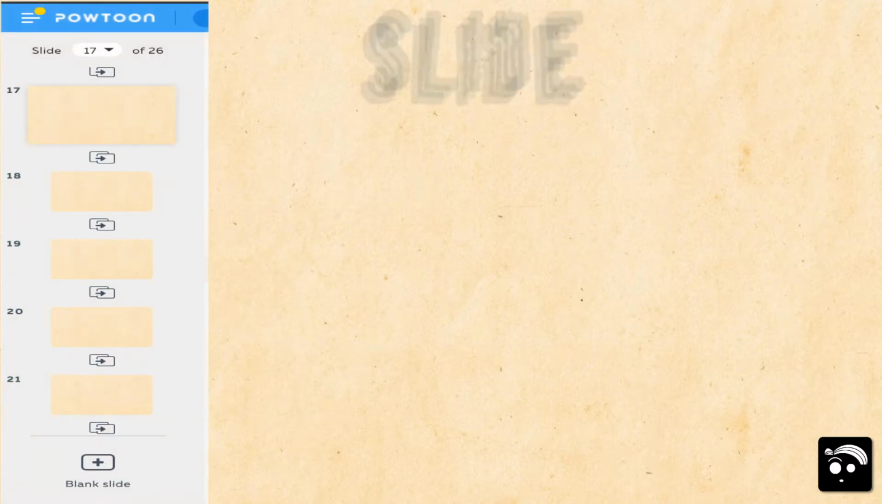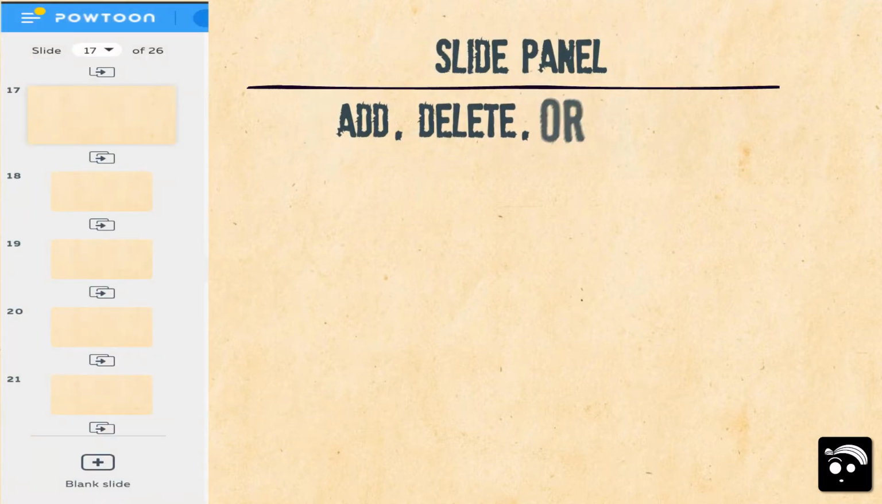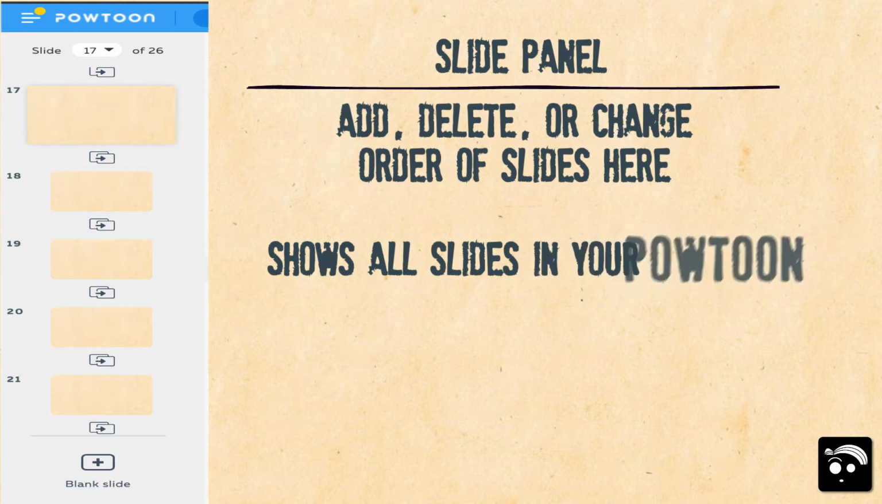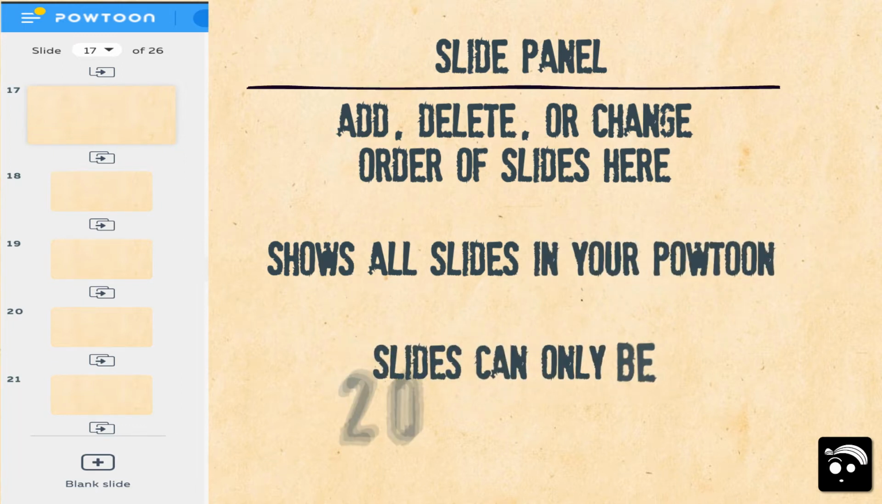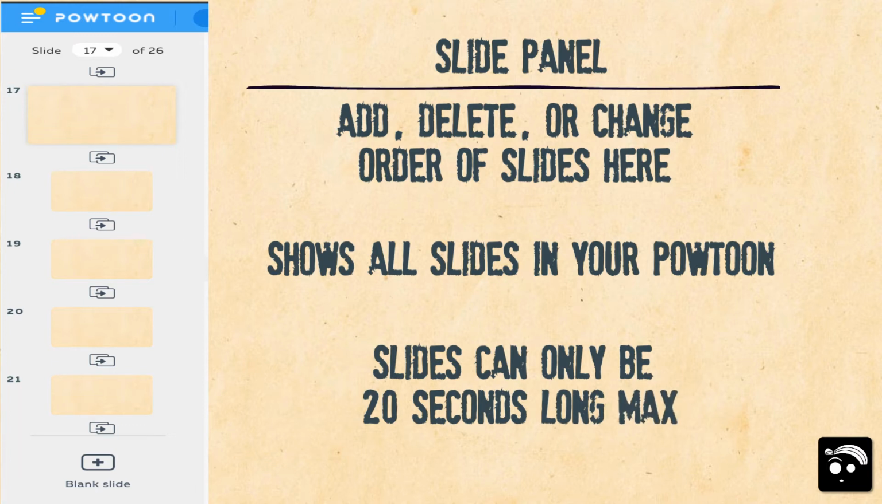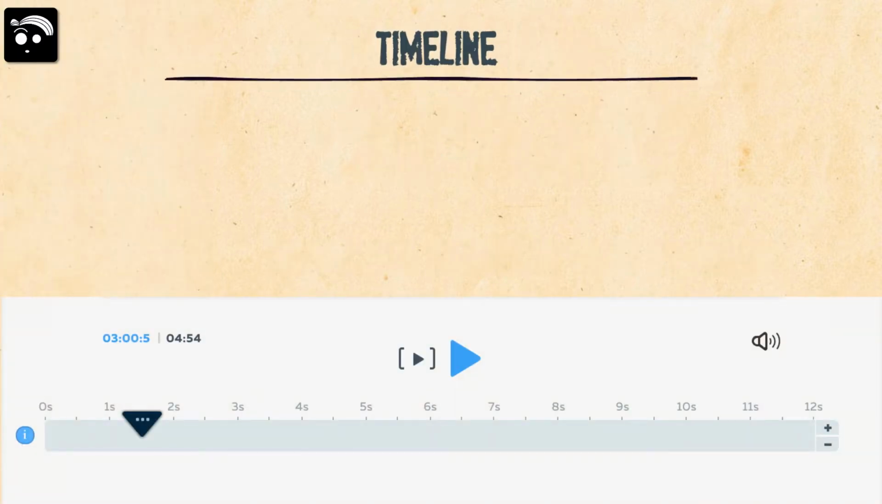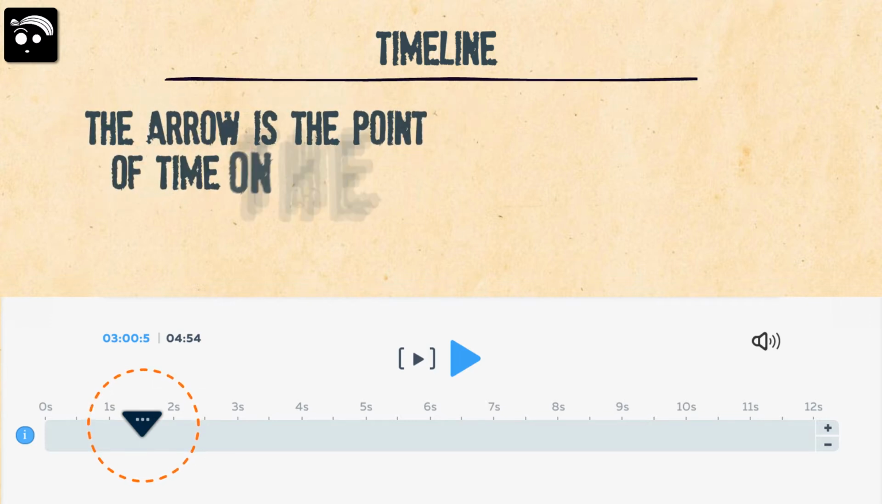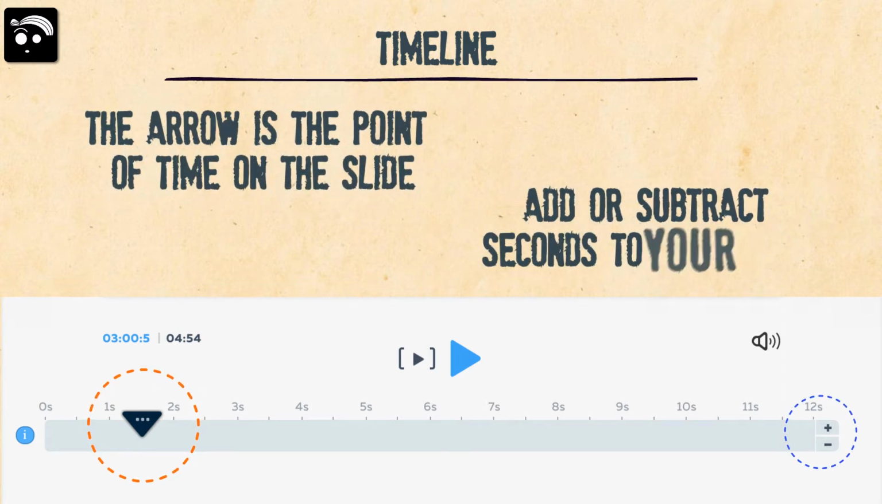On the left side is your slide panel. It will show you all the slides in your Powtoon. You can add, delete, or move slides in your presentation. Keep in mind there is a max of 20 seconds per slide. On the very bottom is your timeline. This is a visual representation of the flow of your current slide. Doing a voiceover first will allow you to match the content shown to what you are saying.